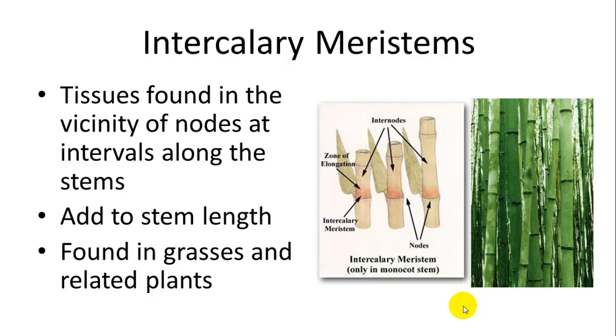Alright, and then you have intercalary meristems. These are basically between the apical meristems, and they're found in the vicinity of nodes along the intervals of the stem. So a stem has a node and an internode between these nodes. You can see that on this, looks like bamboo shoots here. Here's the nodes, internode, another node. Now in the vicinity of the nodes, so right up next to them, you will find these intercalary meristems, and they will continue to grow and add length to the stem. So this is found in grasses and related plants.